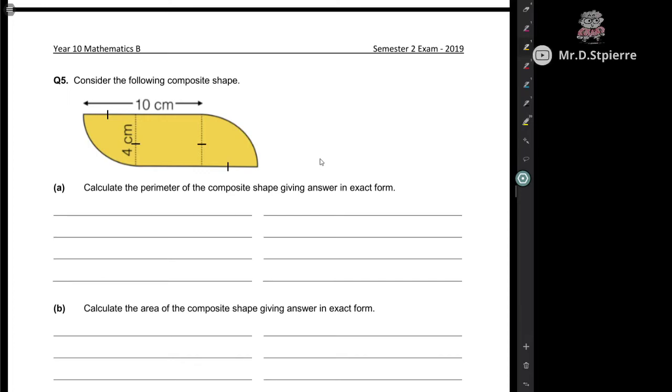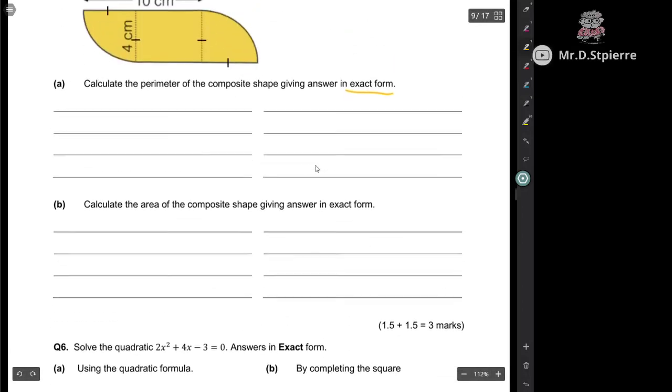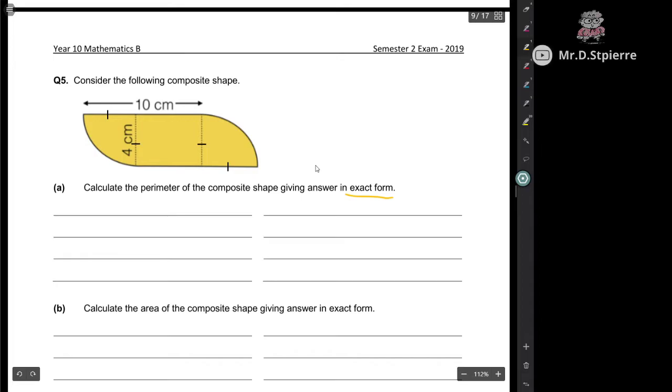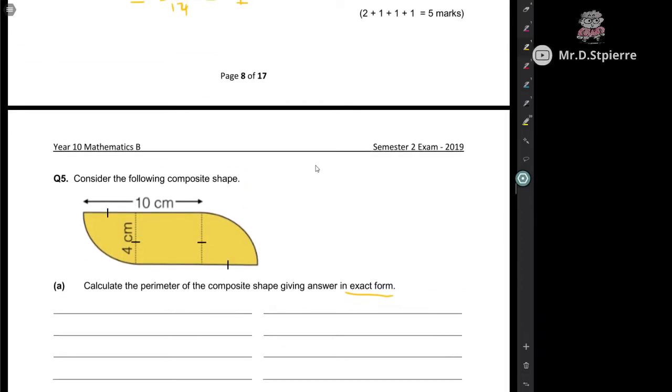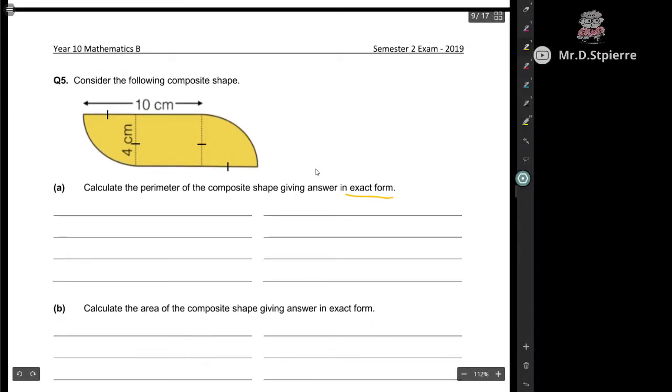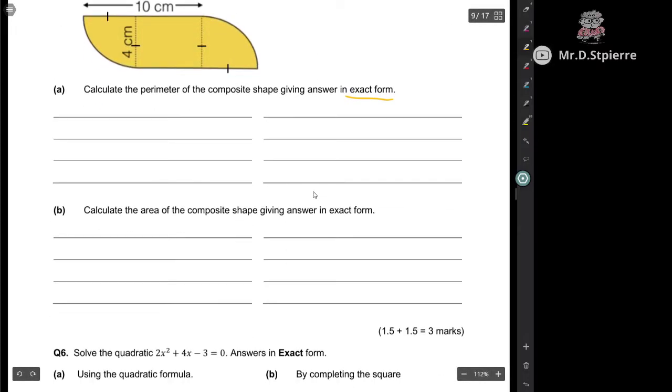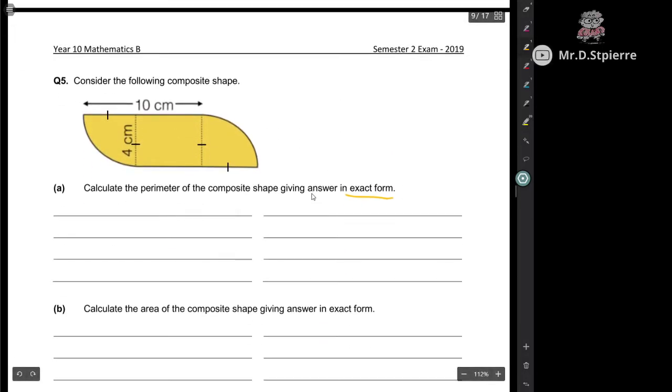Rightio, question 5. Consider the following composite shape. Calculate the perimeter of the composite shape, giving your answer in exact form. Part B, calculate the area of the composite shape, giving the area in exact form. Okay, so what is this problem looking at assessing? Well, dealing with composite shapes, measurement of composite shapes. How can you break them down? So let's have a go.